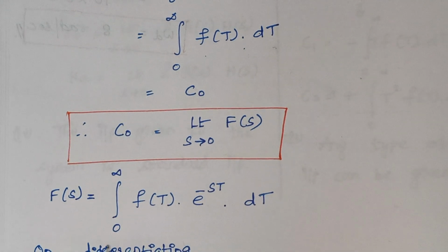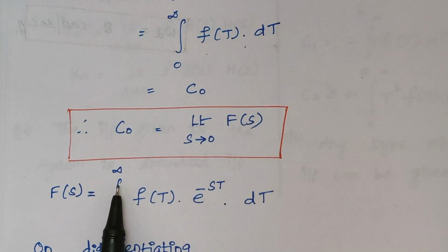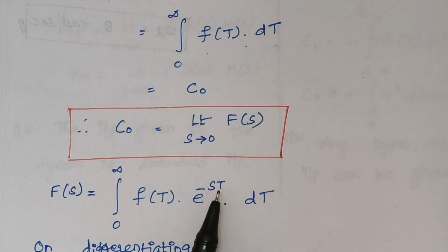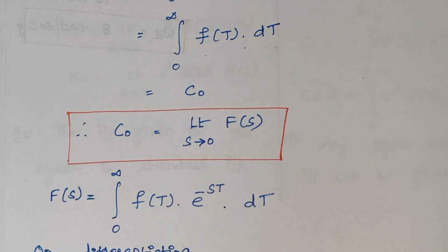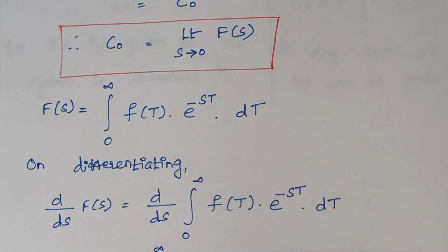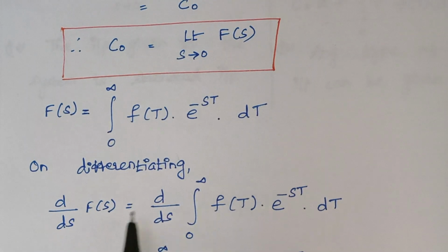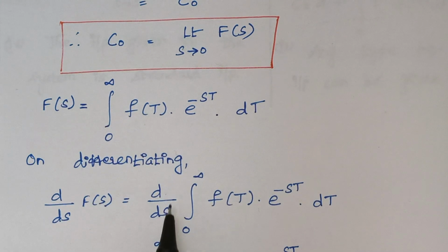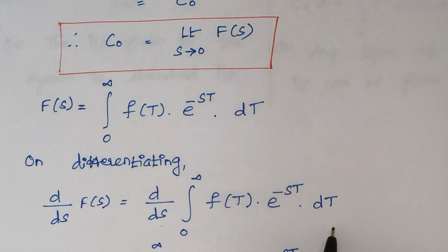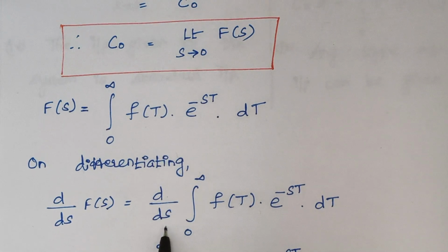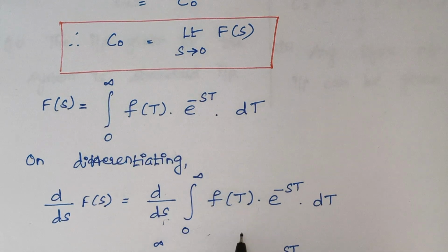The next step is, again we are taking the same formula, F of s equal to integral 0 to infinity f of t e power minus st dt. The next thing is we are going to differentiate. So when you differentiate, what happens? This F of s becomes d by ds of F of s, and here d by ds of integral 0 to infinity, you write the terms like this. So again differentiation happens with respect to s. So f of t is a constant here.